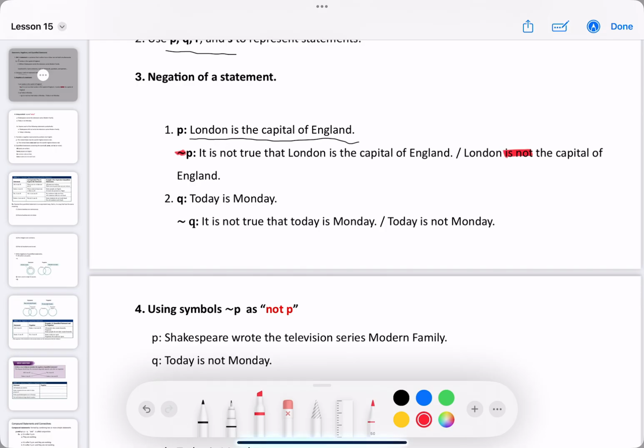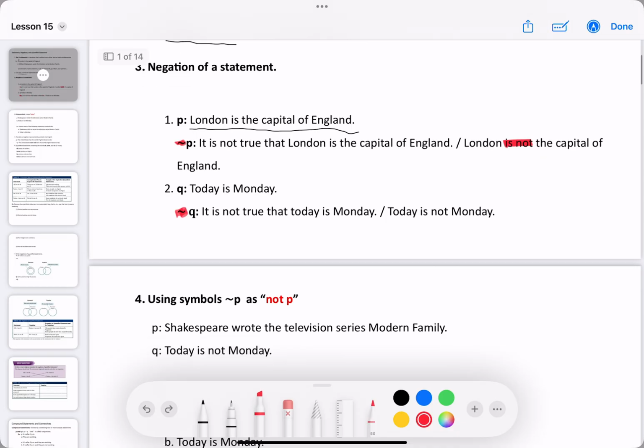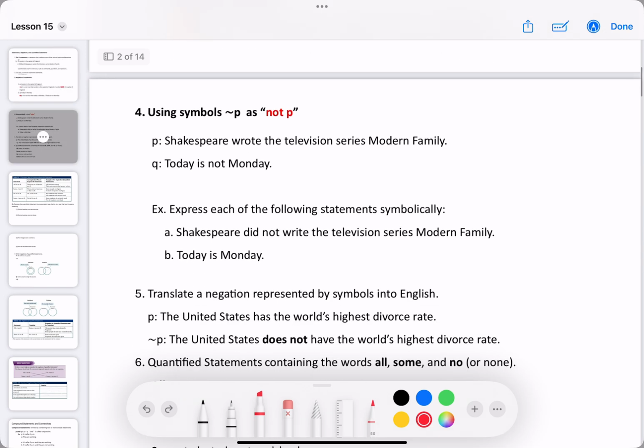Second example, today is Monday is my Q. Not Q, or we say the negation of Q, is it is not true that today is Monday, but we can make it easy: today is not Monday. Using the symbols, not P is the negation of P.